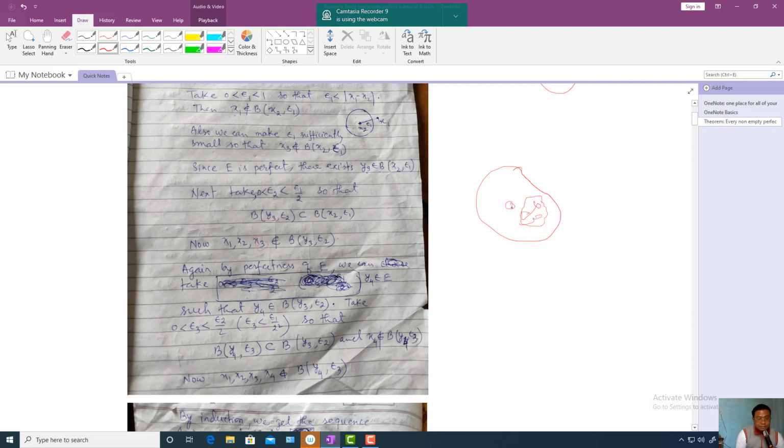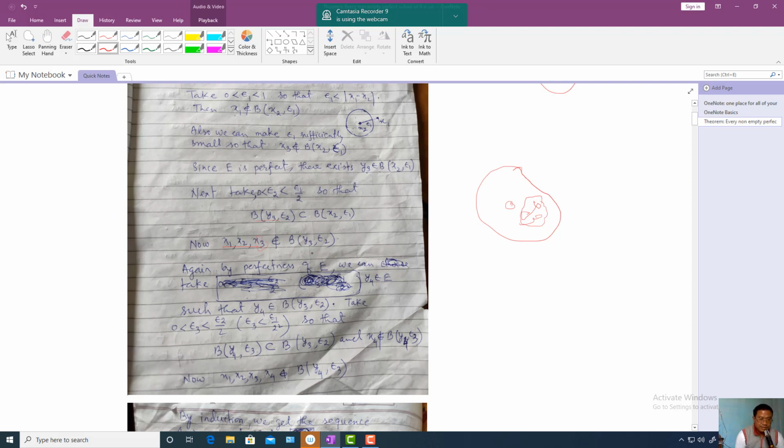Okay, this is x2. So x2 is not inside this open ball. Okay, so what is the central idea? Now you construct this second open ball center at y3 and a radius epsilon 2, so that x1, x2, all these 3 points are not in this open ball, and this open ball is precisely a subset of the first open ball. Okay, so these are the steps.